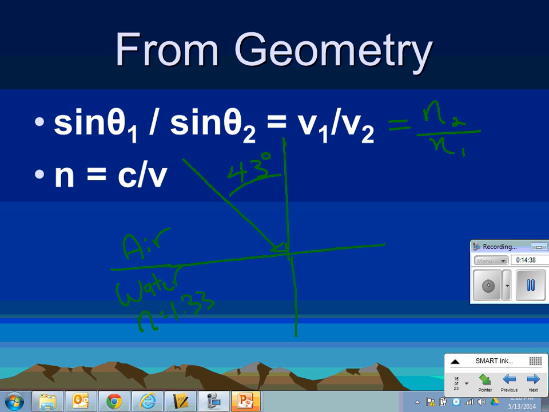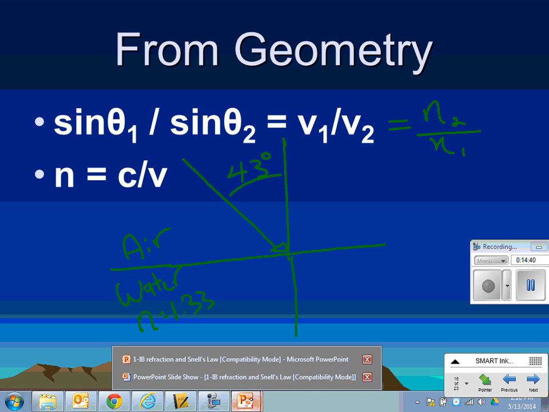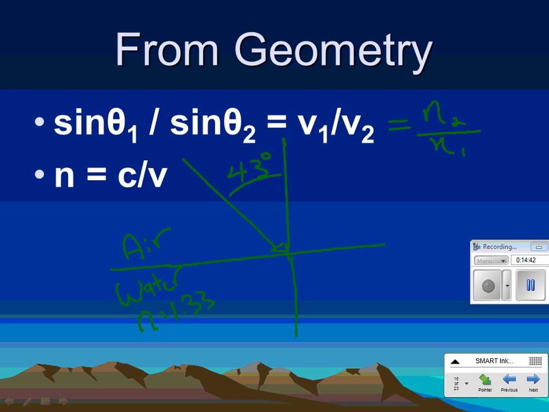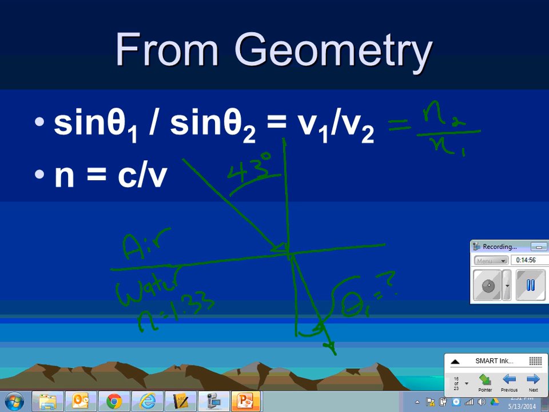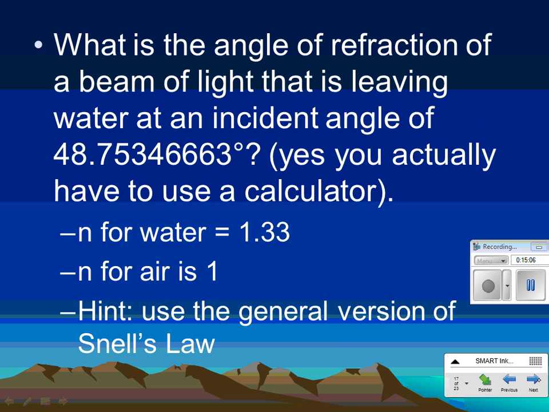Okay, so here we have a ray of light going from air to water at an angle of incidence of 43 degrees. Please calculate the angle of refraction. So it appears that the answer is 31 degrees. For those of you at home, trying this at home. Okay, next slide. Now we're going to try another one.